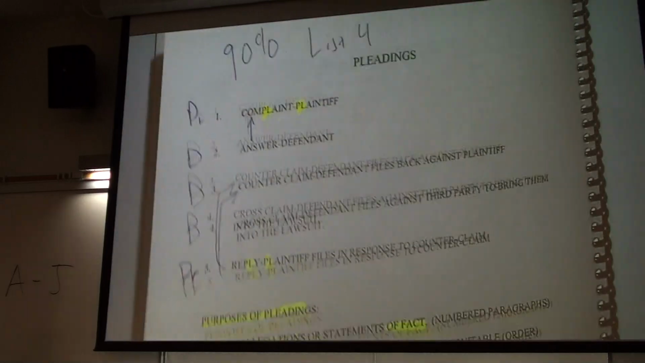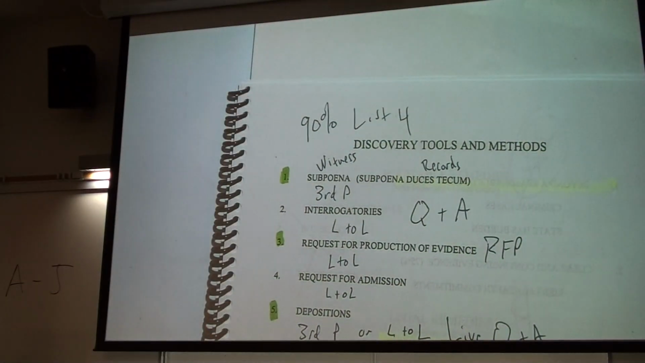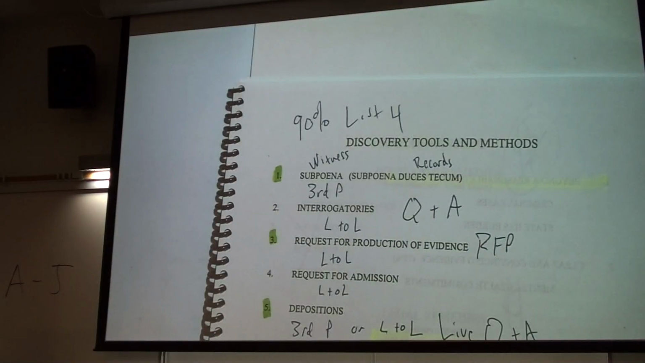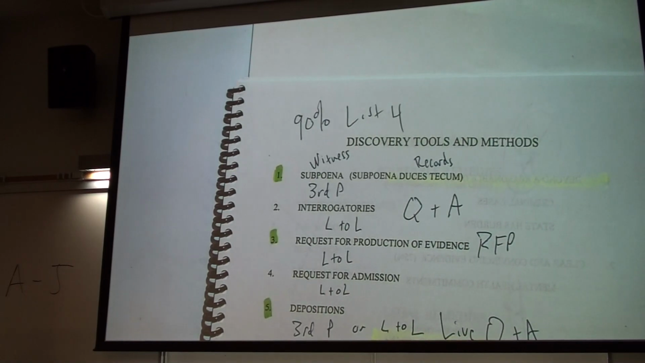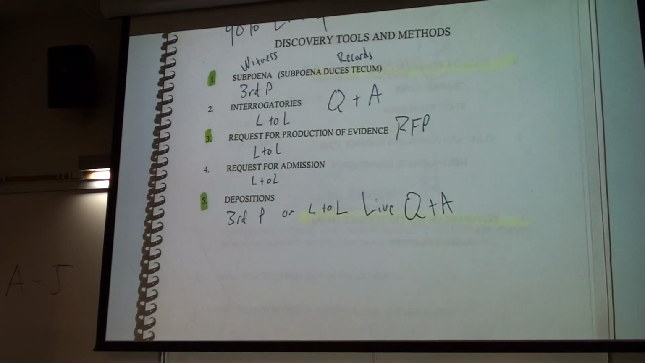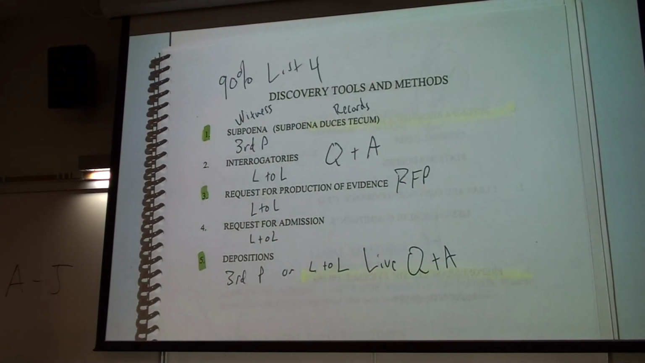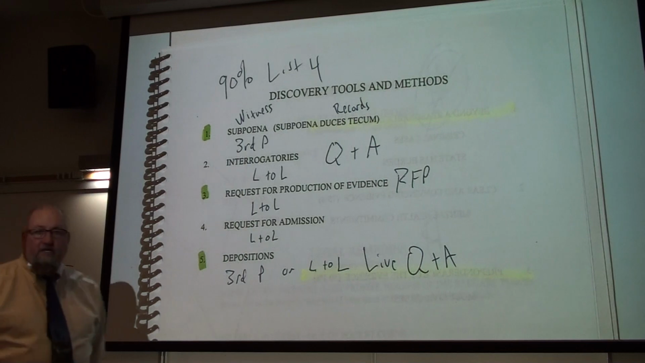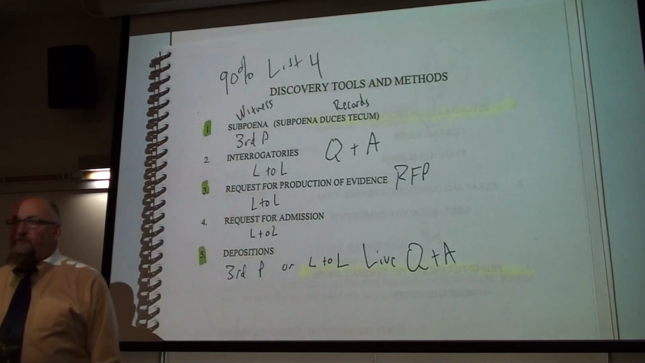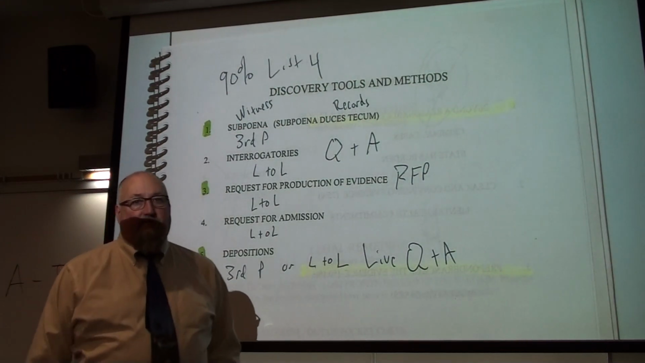So page 29. All right. So again, potential fill-in-the-blank question, 90% list 4 methods of discovery.